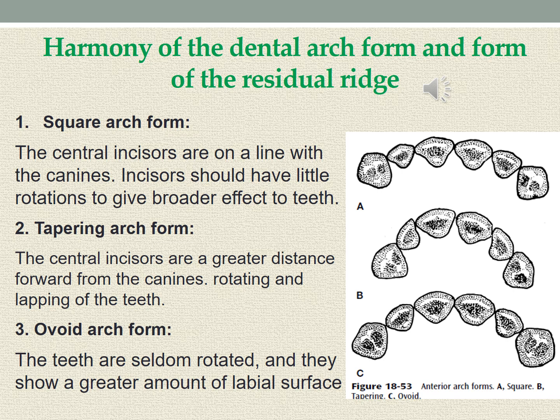So a square arch form, the central incisors are on a line with the canines because the arch is wide anteriorly. The incisors should have little rotations to give broader effect to teeth. The second one, the one in the middle, is a tapered arch form where the central incisors are at a greater distance forward from the canines because they're following the shape of the arch. Rotations and lapping of the teeth might be needed in order to accommodate the shape of the arch. The third one, the ovoid arch form, the teeth are seldom rotated and they show a greater amount of their labial surfaces, and they have a curved appearance because they're following the ovoid arch form.